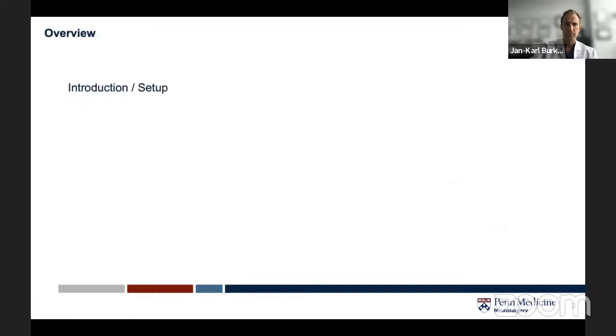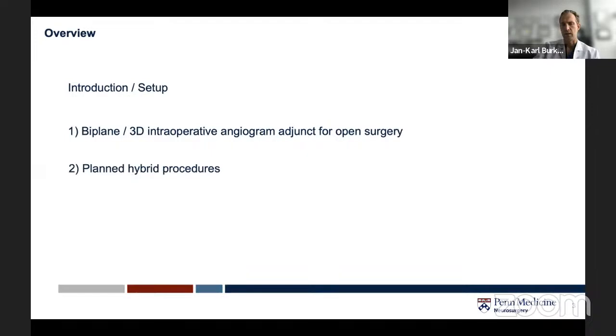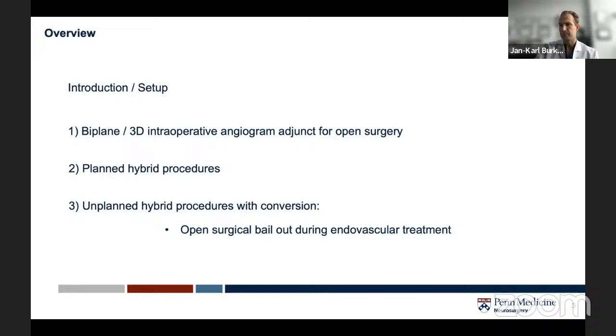I structured the presentation first in an introduction and set up of how our setup is here at Penn. Then I want to talk about the biplane and 3D intraoperative angiography as an adjunct for open surgery. But then also focus on planned hybrid procedures. So what are potential cases we would do in a hybrid setting? But then also hybrid procedures that are unplanned. So let's say you start first with an endovascular treatment, but during the case something happened or you realize that it's not going to go that way and you change to open, either surgical bailout or you change your approach. Or on the other hand, you start with an open procedure and then you realize you need something endovascular. So that's the structure I prepared for today.